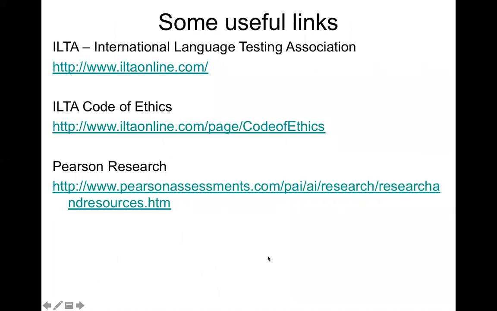So these are my references. Some useful links if you want to know more about testing. This is the link for the International Language Testing Association. They also have a code of ethics for all test developers. If you want to know more about that, very important. If you want to know more about publications on testing, this is a link to where I used to work, Pearson. You can access different articles and fresh studies on language assessment.